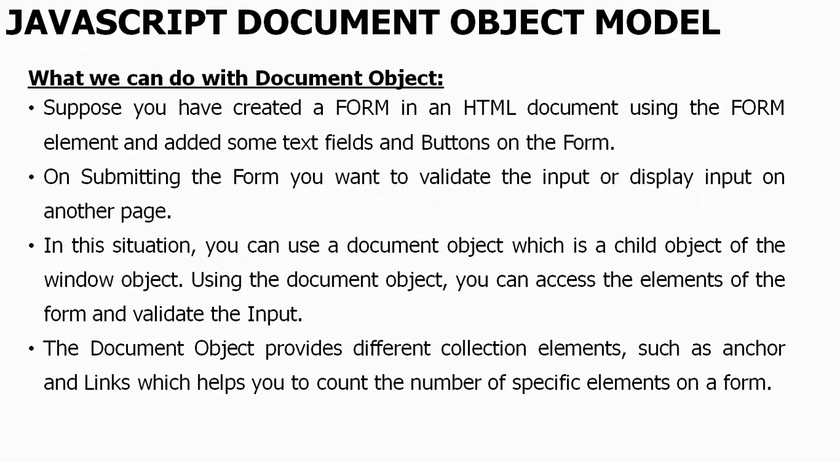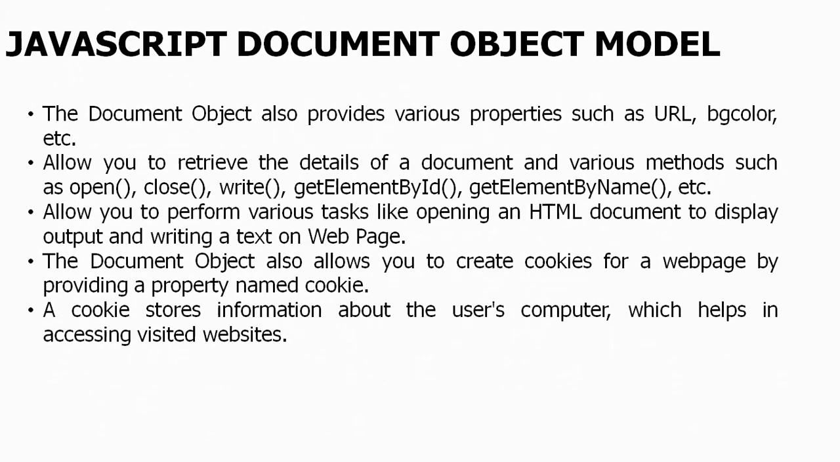Listen here. The document object provides different collection elements such as anchors and links, which help you to count the number of basic elements on the form. The document object also provides various properties such as URL, background color, and so on, which allow you to retrieve the details of the document, and various methods such as open, close, write, getElementById, getElementByName, etc.